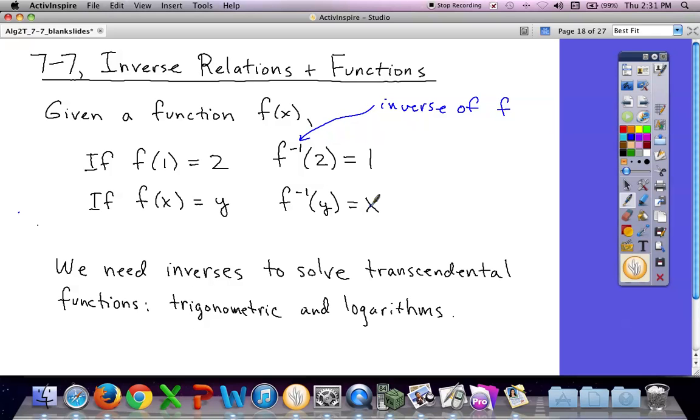We need them for the trig functions. We need them for logarithms, which comes up in the beginning of chapter 8. So that's why we need this concept of inverse functions. The kind of functions that you cannot solve by doing operations to both sides, those are called transcendental functions.